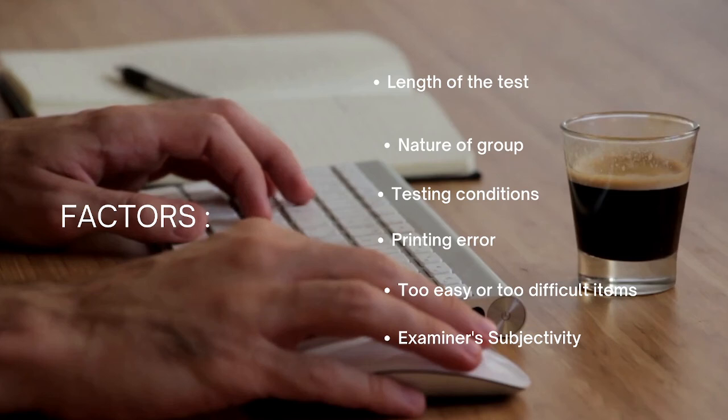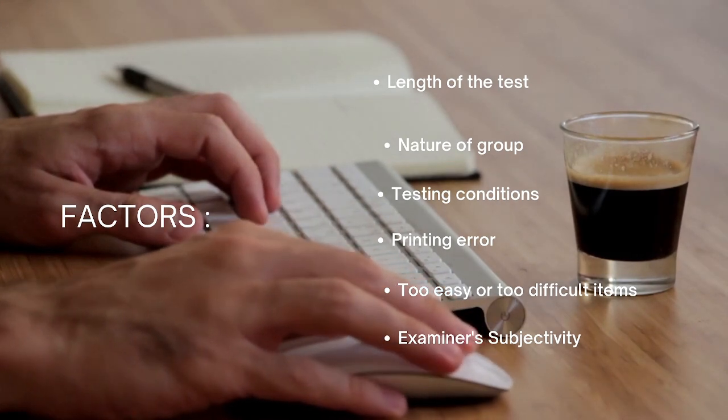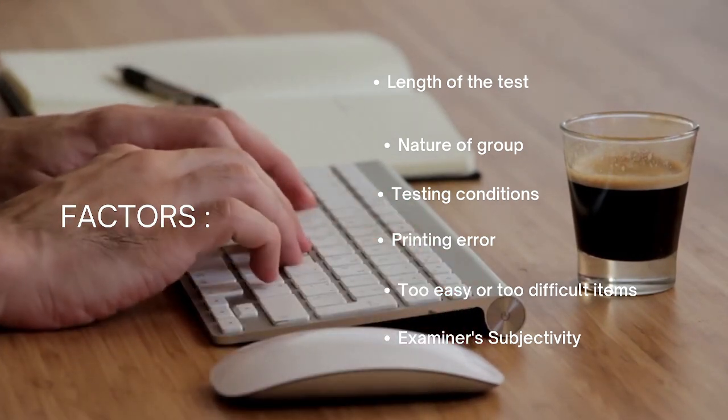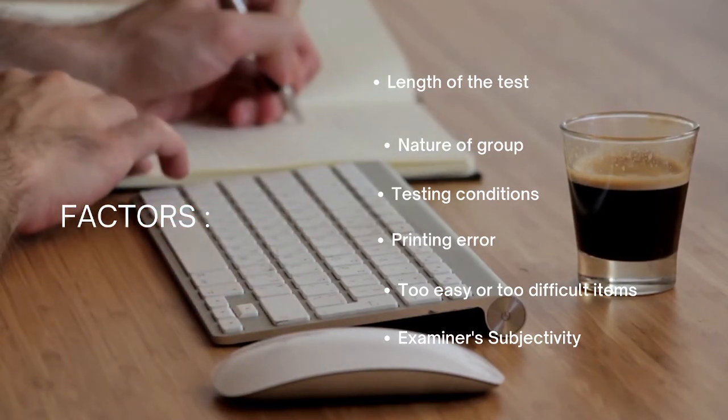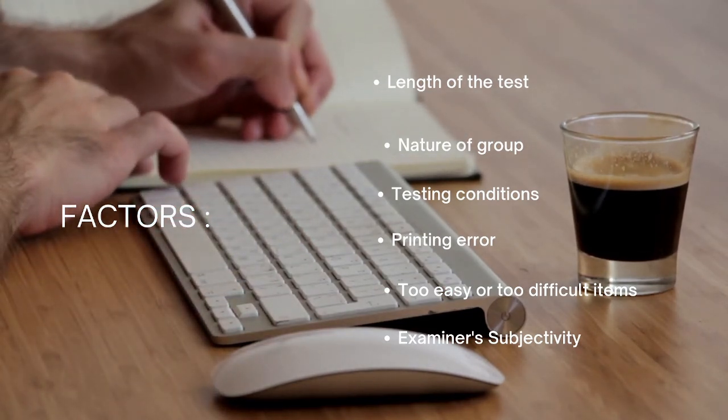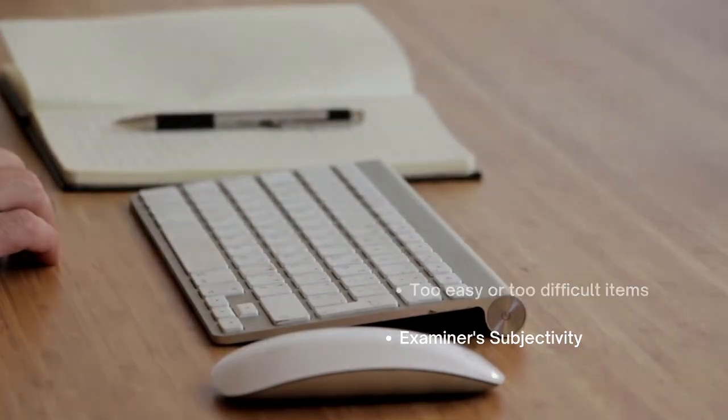Then the next and important one is examiner subjectivity. It will impact the reliability. Usually reliability is affected by examiner subjectivity. Sometimes the examiner puts his own perception while evaluating or giving the test or taking the test from the subject. So the examiner should be careful of the examiner's bias or putting in his own perception. So these are the factors which influence reliability to a greater extent: length of the test, nature of the group, testing condition, printing error, too easy and too difficult items, examiner subjectivity. So this is all about it.